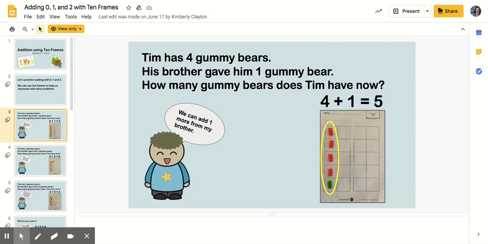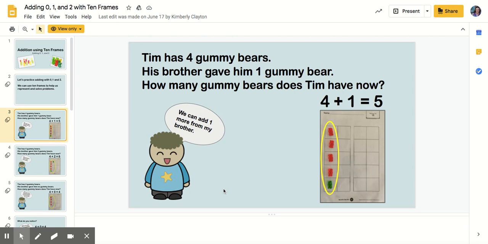Now the way that this 10 frame can help us is that I know there are 10 boxes in a 10 frame right here. And now that all the gummy bears have been placed, I notice it fills up one whole row or half of this 10 frame. And I know that half of 10 would be 5. So I don't even have to count the gummy bears. I can visually subitize and see that the half a row or half a 10 frame are filled up. Or I can count 1, 2, 3, 4, 5. Or if I know I have 4 red gummy bears plus 1 more would be 5.